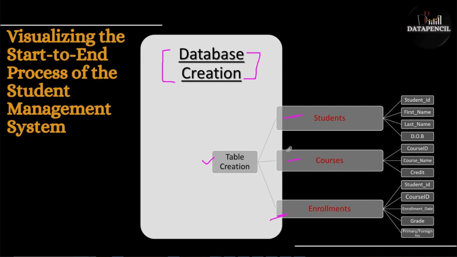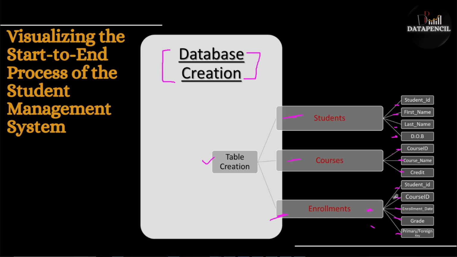Under the student table, what columns can we have? We will have student ID, first name, last name, and the date of birth of that student. Then in the course table, the columns we will have are the course ID, course name, and then the credit. Then at last, we have the last table, which is enrollment. In the enrollment table, we will have student ID, course ID, enrollment date, grade, and then we will discuss something about primary and foreign keys.